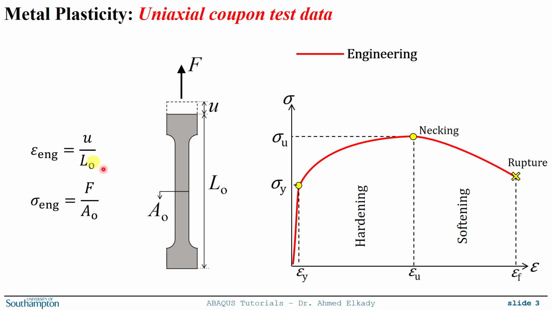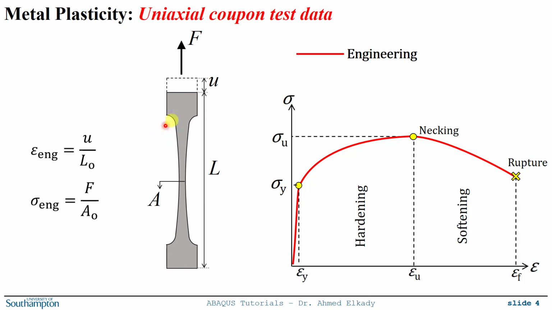So what happens here is that you are dividing by a constant, and over here you are dividing by a constant as well. But this is not entirely accurate. When we do this computation, this is what we call the engineering stress strain. That's fine. But in reality, this doesn't represent the true behavior of the material.